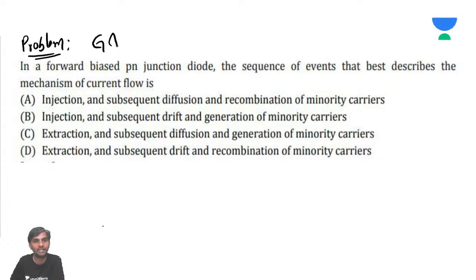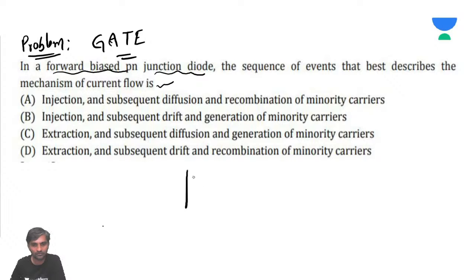This is also a previous GATE problem only. I don't remember the year. In a forward bias PN junction diode, which sequence of events best describes the mechanism of current flow?